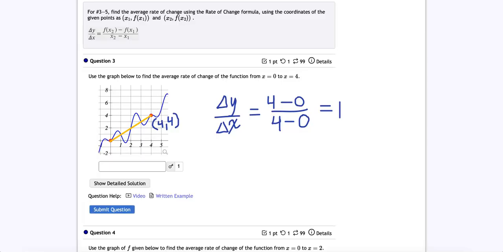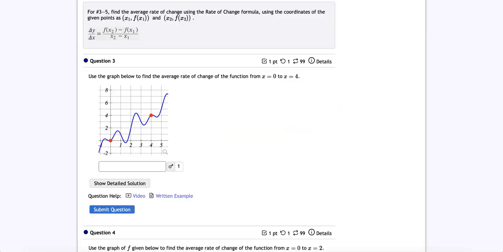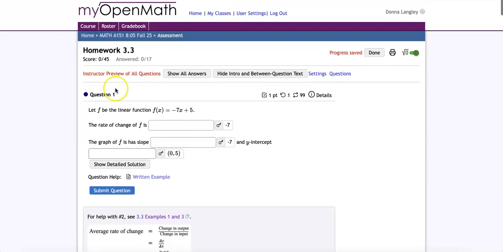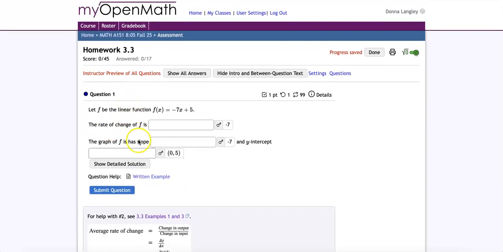Now, when you have a linear function, as in the case of number 1, the linear function is always going to have a rate of change that is equal to the slope because it is the same thing for a single line.